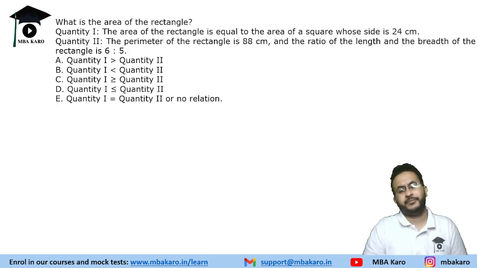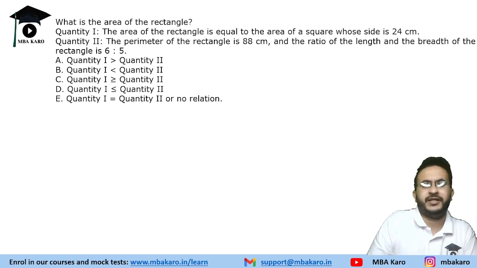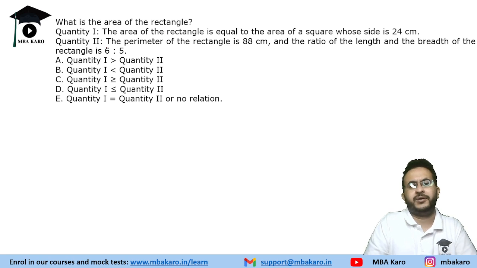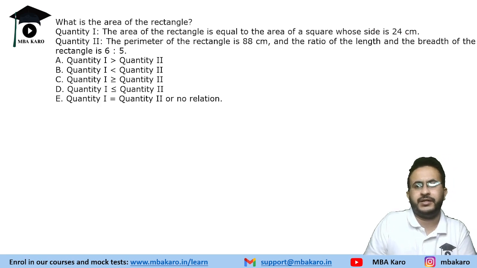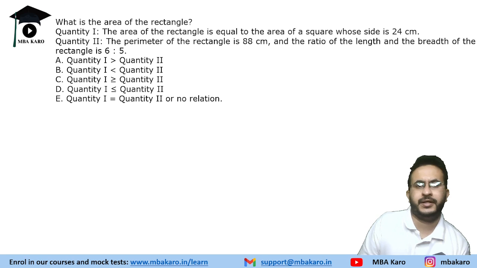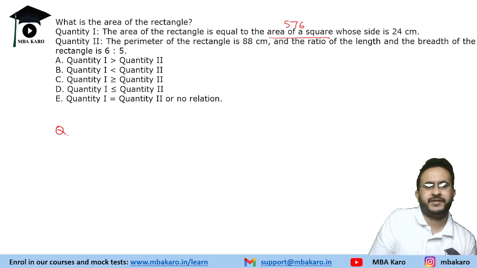Okay, so these were some approximation based questions. Now we have quantity comparison based questions. We need to compare these two. So first says area of a rectangle is equal to area of a square whose side is 24 centimeter. Area of the rectangle is equal to area of the square, right? So area of square will be 24 into 24, 576. So quantity 1 is 576.